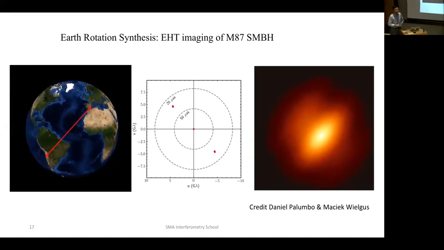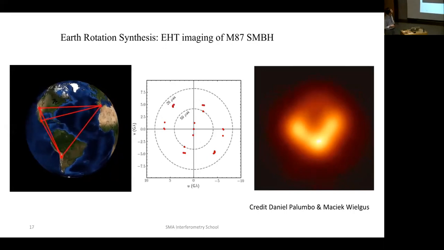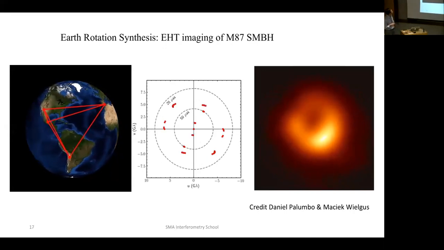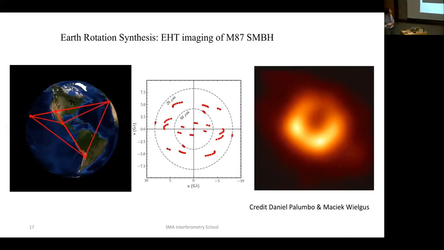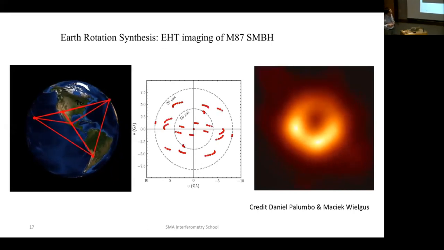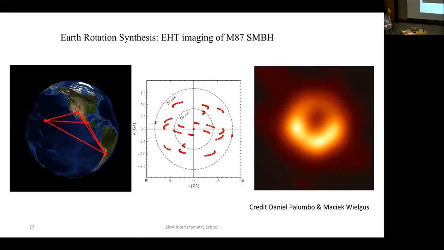Here's another example done with EHT. As you can see, you have different baselines, shown here on the surface of the Earth. And this is the visibility coverage, U and V in giga lambda. And this is the corresponding image of the M87 supermassive black hole.